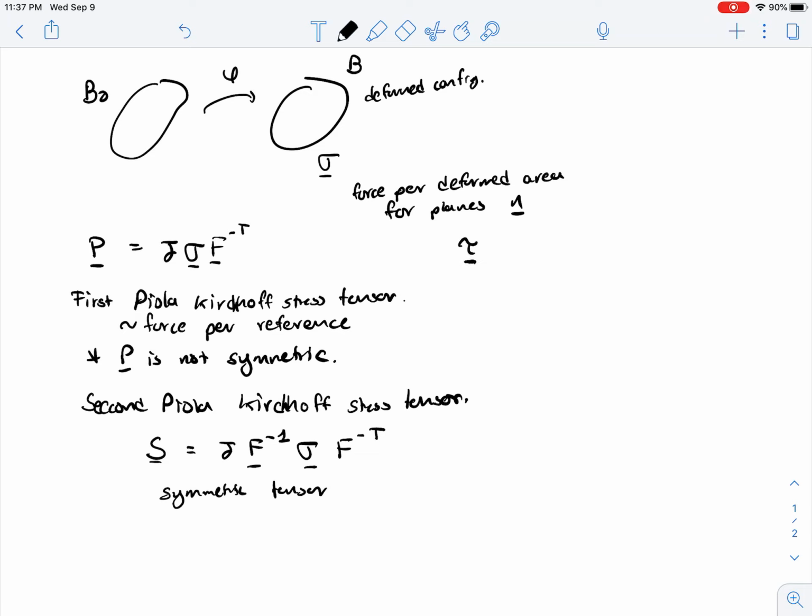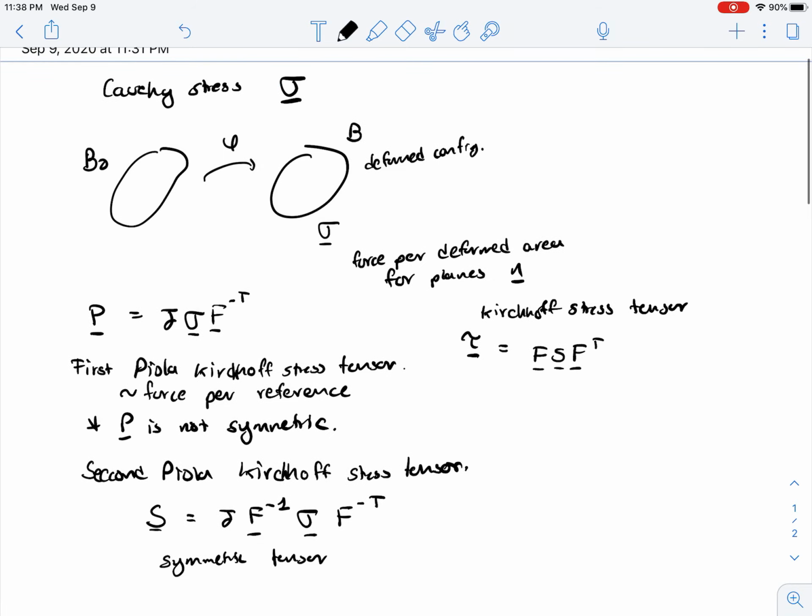You'll sometimes see this tau, which is the Kirchhoff stress tensor, which is almost the same, just without the volume change. It's basically related to sigma, just scaled by the Jacobian. That's it. So those are the most common stress tensors.